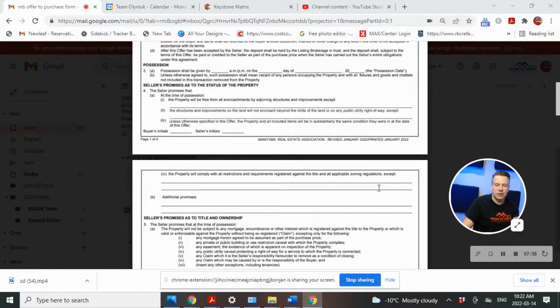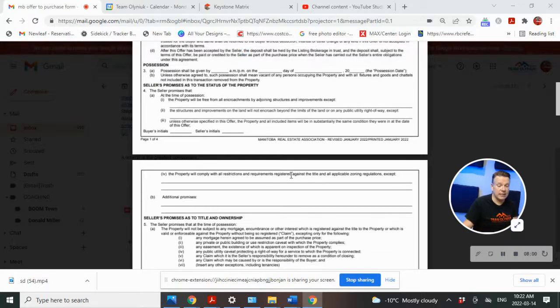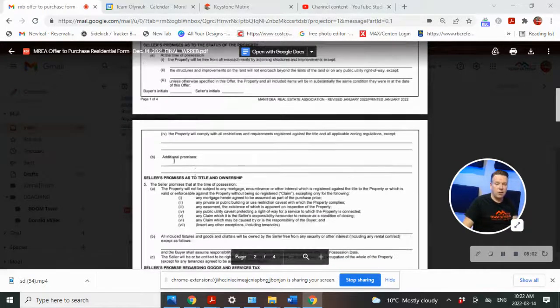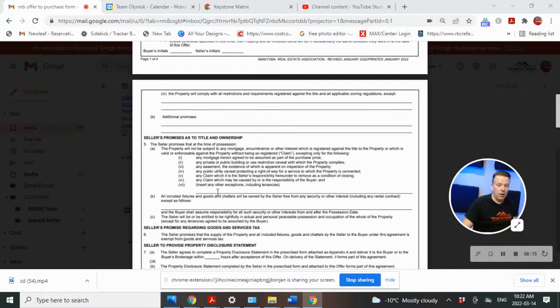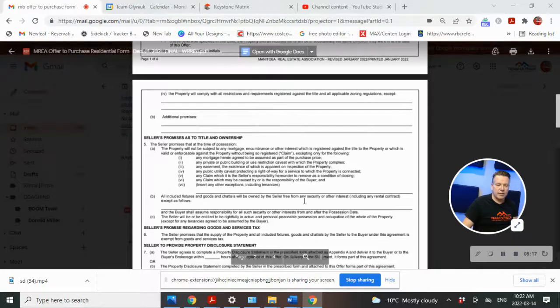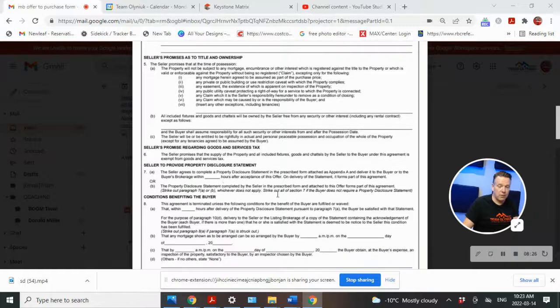That is with the zoning regulations, except for, so if there's something funny with the zoning regulations, it needs to be written in there. Additional promises: usually we'll have in this line that all heating, cooling, electrical, and mechanical appliances are to be in working order on the day of possession. Usually there's a none that goes in here on this line as well. We'll go over it in more detail as we're sitting in front of you.